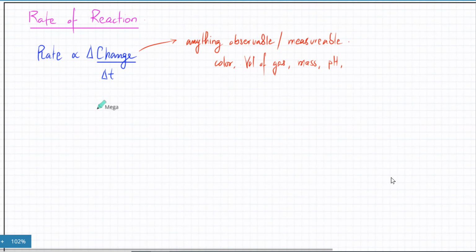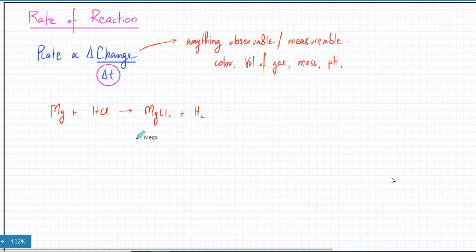So I'm going to do a couple of reactions first. Let's say I want to figure out how fast Mg is reacting with HCl and it produces MgCl2 plus H2 gas. So I need a stopwatch. Remember, time is very important. You can't measure speed without time. You have to measure time.